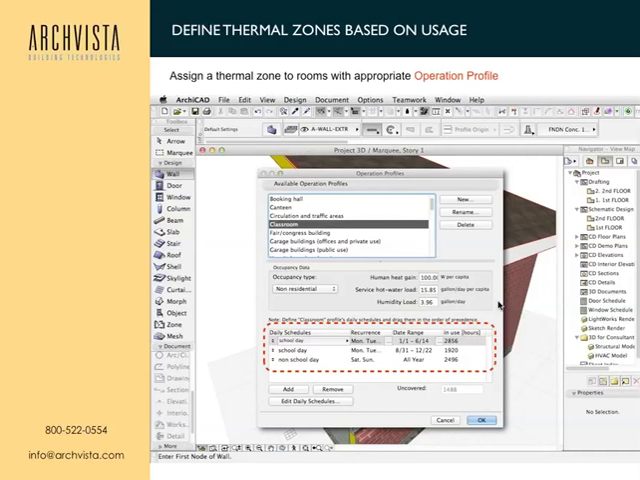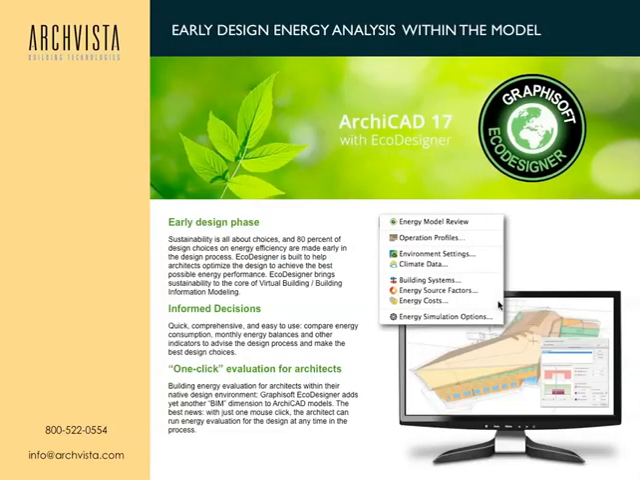This information is assigned to the model so that when we go to Eco Designer, which is included with ArchiCAD 17, we can actually go in and create not only our operation profiles, but we can assign environment settings, climate data, building systems, energy source factors, energy costs, and energy simulation options. All that so that we can actually use this in an early design phase for helping us make informed decisions about the energy use of our buildings.